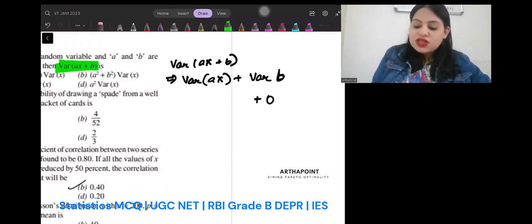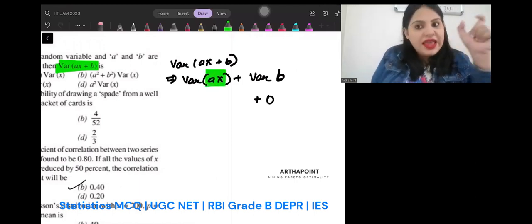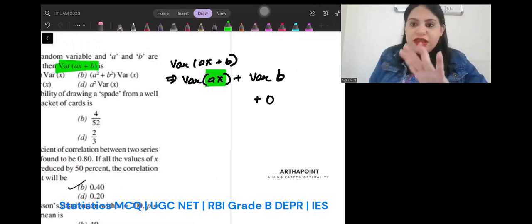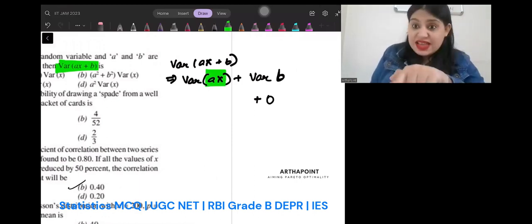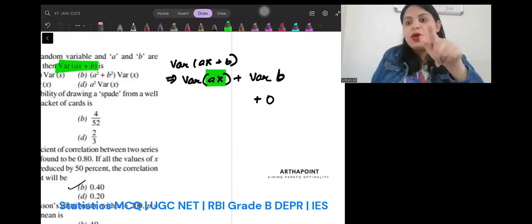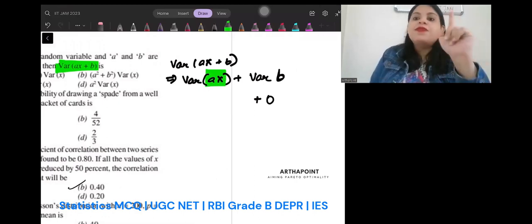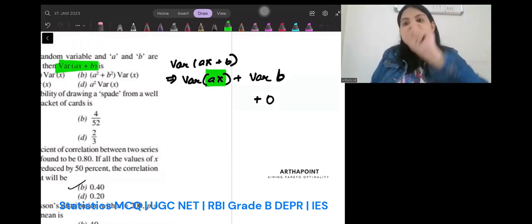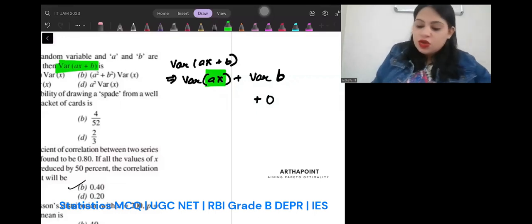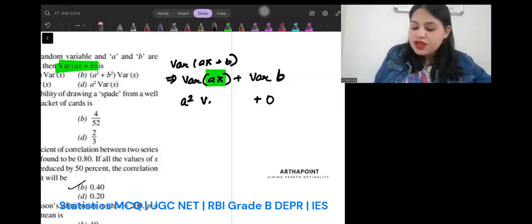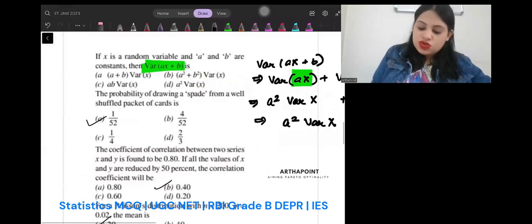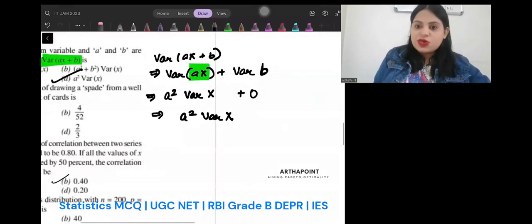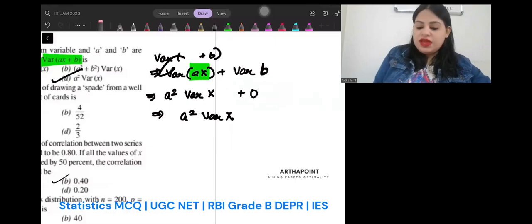And whenever a constant is coming with a variable, here a is with a variable, right? a is a constant, x is a variable, a is a constant coming with a variable. In that case, you can take the constant out but with a square. So this will become a square variance of x. So this can be written as a square var x. So the answer to this question will be D. It will be a square variance of x.